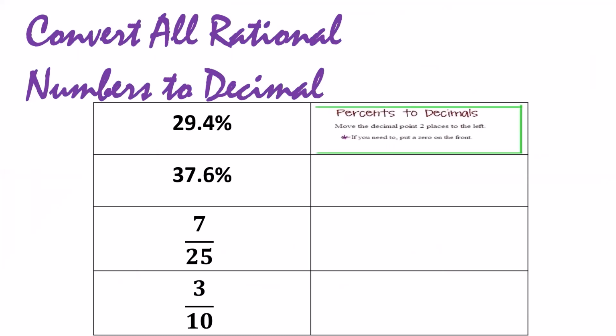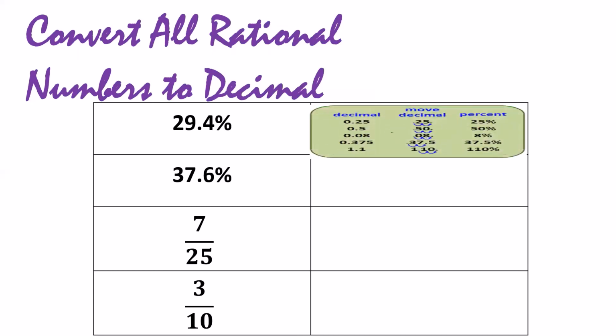We start off with 29.4%. Here we're dealing with a percent to a decimal. When we move the decimal point 2 places to the left, that's when we will convert our percent to a decimal. Now, in certain cases, you might need to add a 0 in front of your answer to make it correct. Let me give you an example of decimals to percents and percents to decimals.